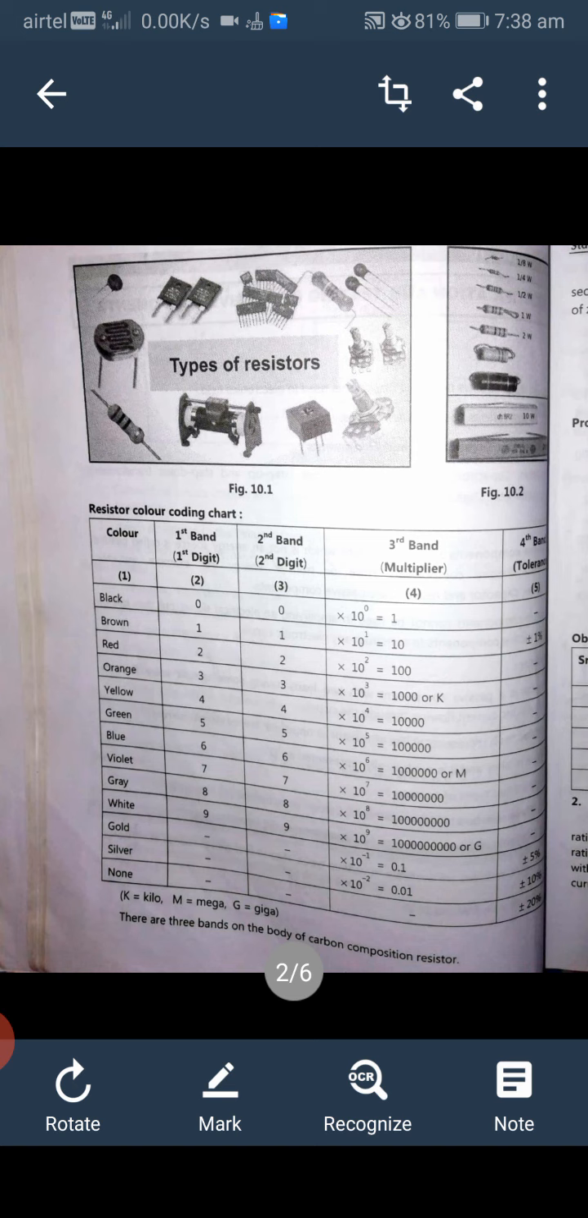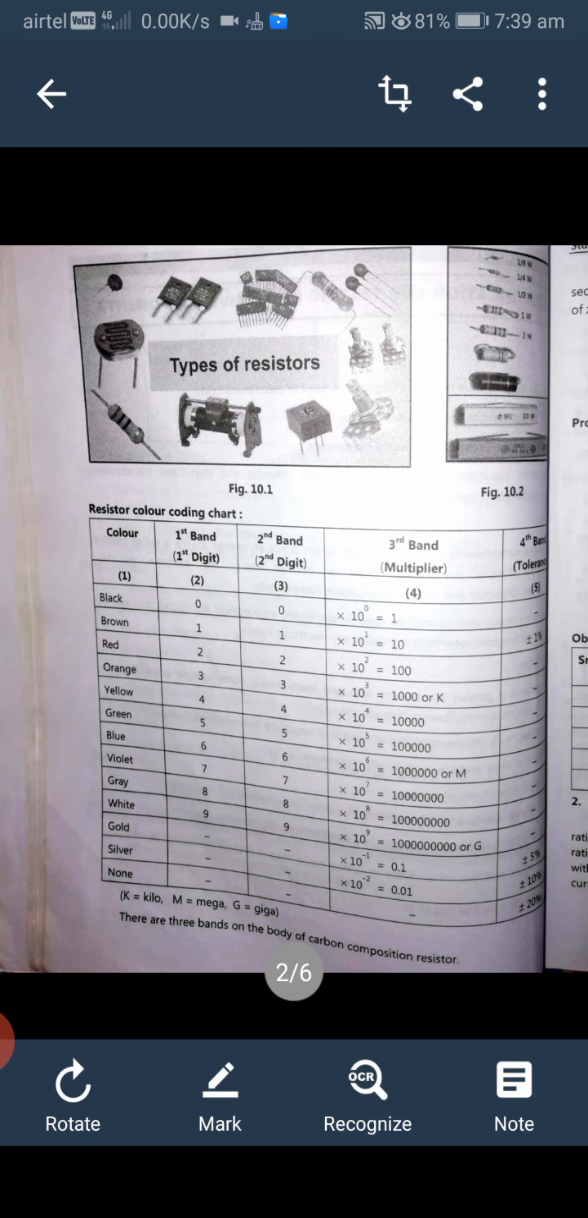There are three bands on the body of a carbon composition resistor. Reading from left to right, the first band gives the first digit and the second band gives the second digit in the value of R. The third band is the decimal multiplier, which gives the number of zeros after the two digits. The fourth band indicates tolerance.